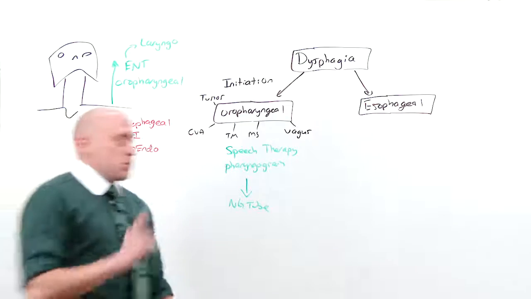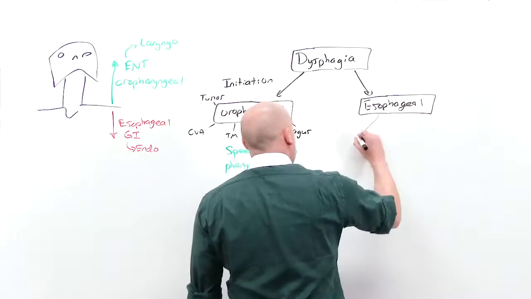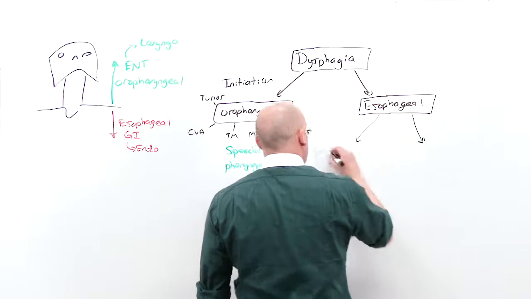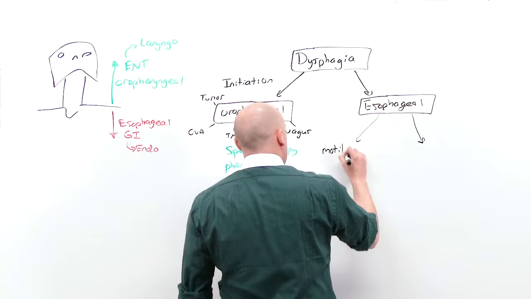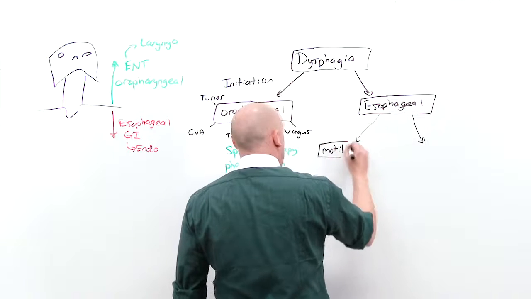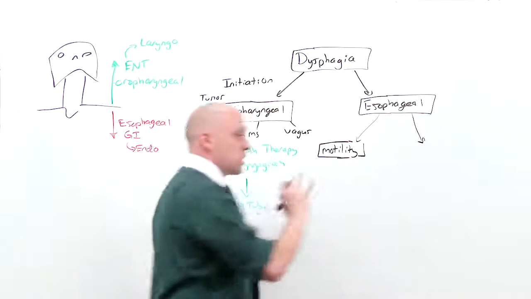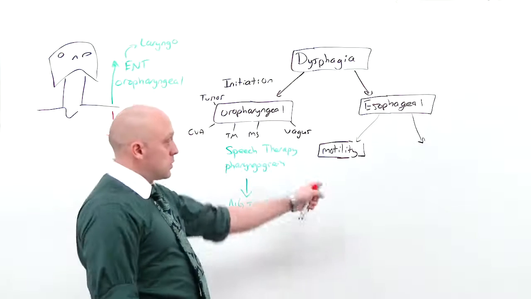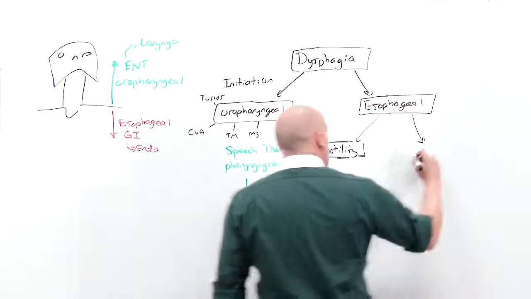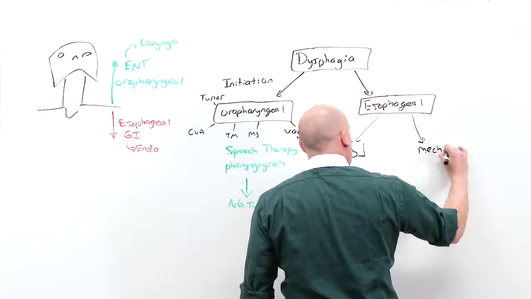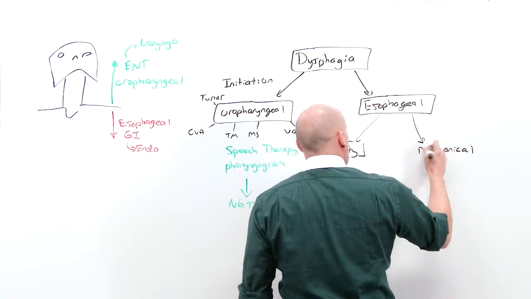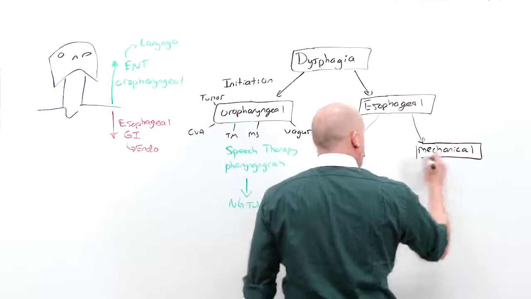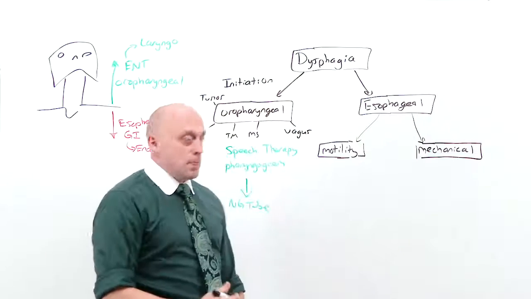Esophageal dysphagia can be further broken down into motility and mechanical. Motility is functional. There's nothing wrong with the structure of the lumen. The muscles just don't work. And this is muscles of the esophagus. And there's also mechanical. Mechanical is obstruction. Something is growing into the lumen.